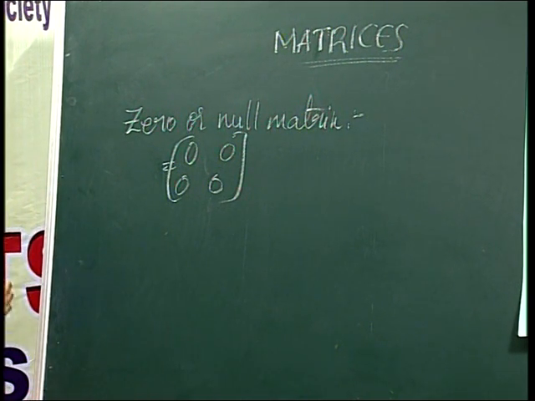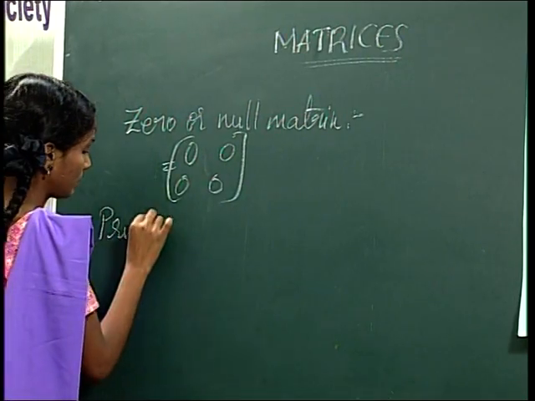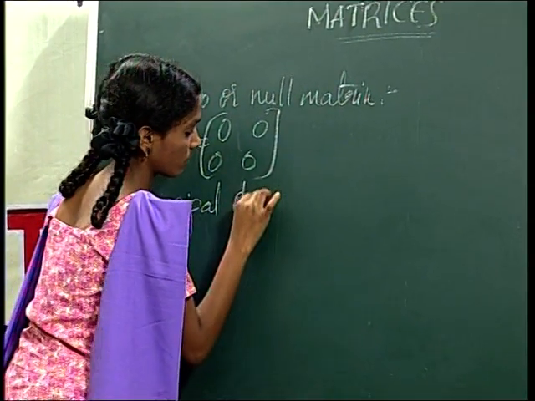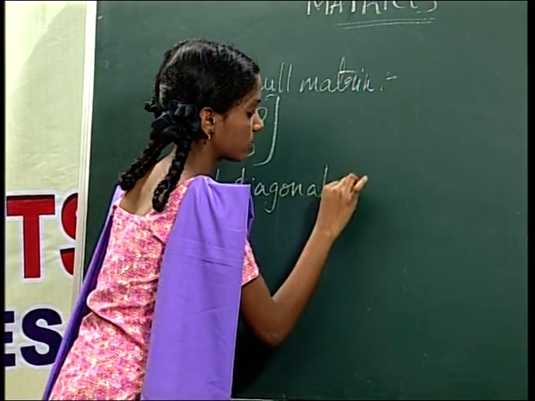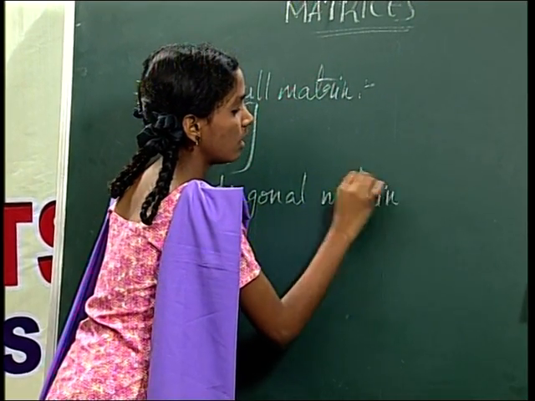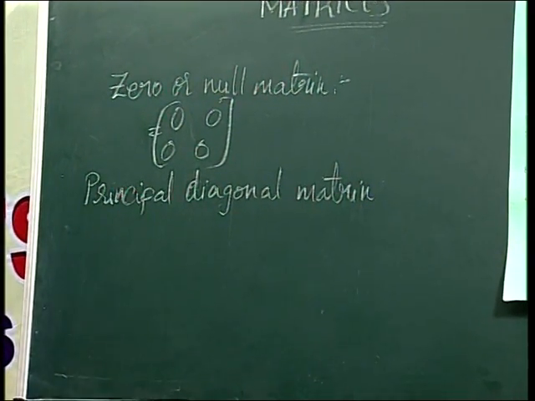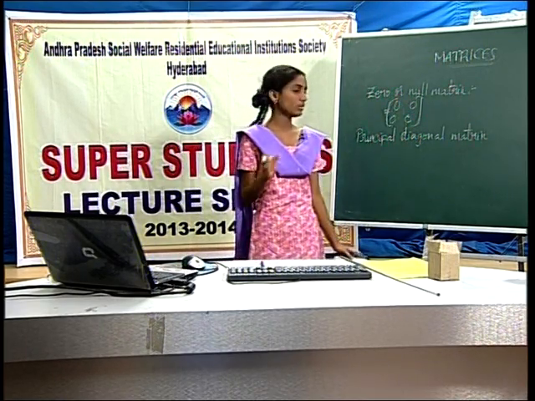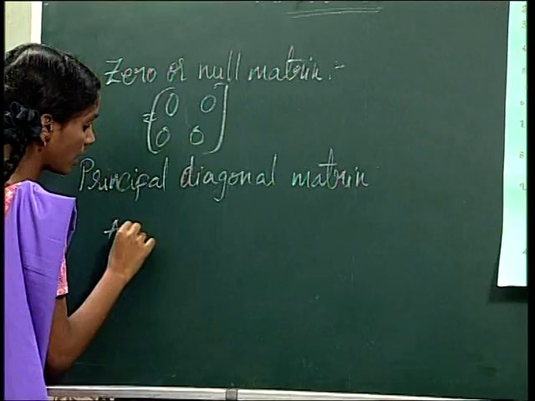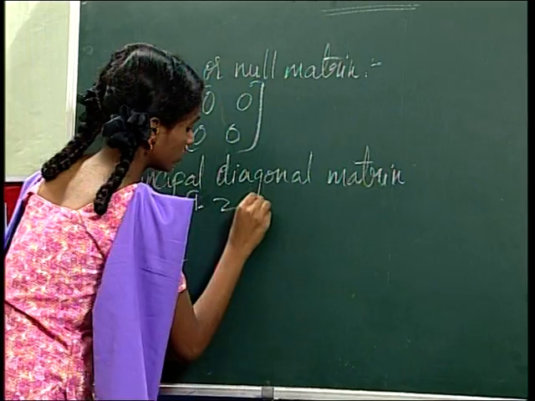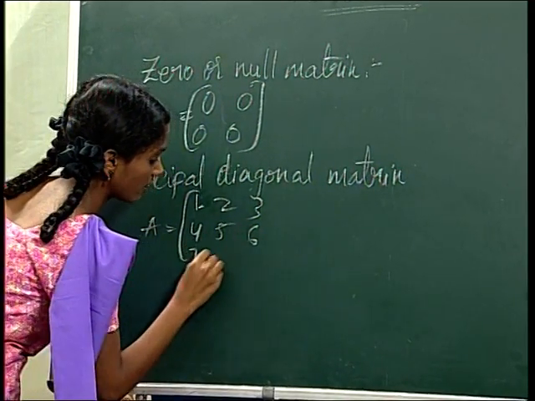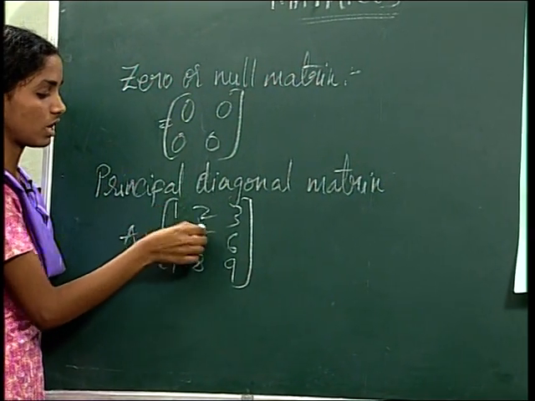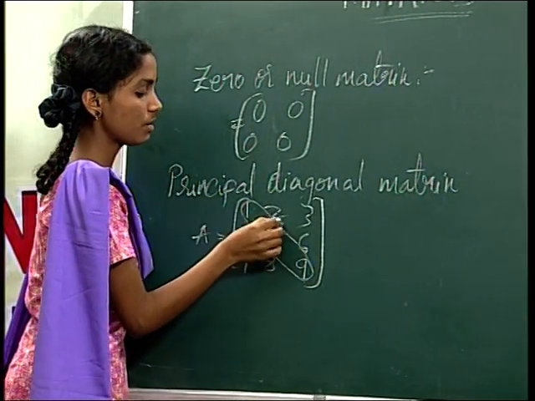Next, principal diagonal. It is very important. Listen carefully. Principal diagonal means, in a matrix, the elements from the first row, first column to the last row, last column. For example, A equals 1, 2, 3, 4, 5, 6, 7, 8, 9. Here the principal diagonal is the elements from the first row, first column to the last row, last column.